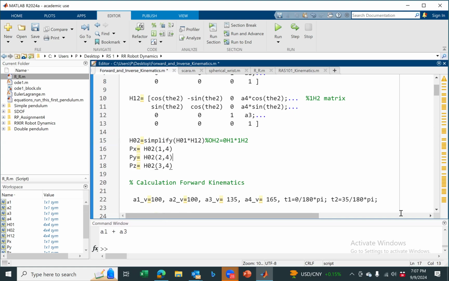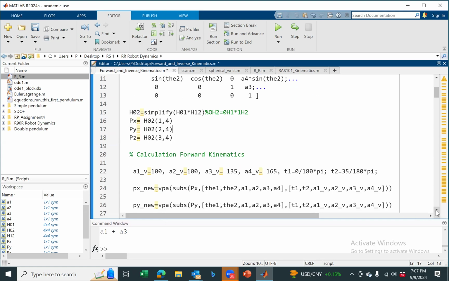So I'm going to solve the forward kinematics problem for certain values. I'm going to say the length A1 is 100, length A2 is 100, length A3 is 135, length A4 is 165. My theta 1 is 0. MATLAB requires angles in radians, so I converted those angles into radians.